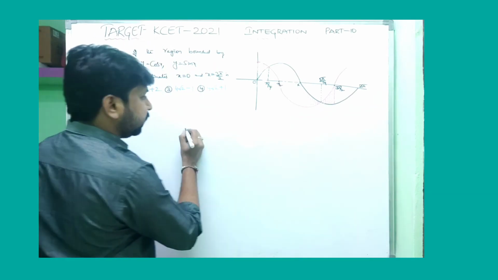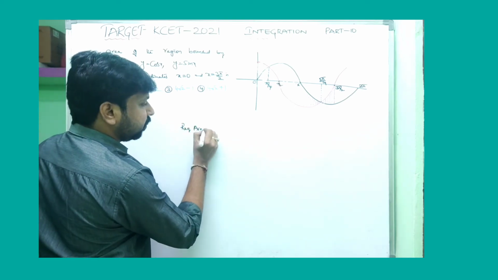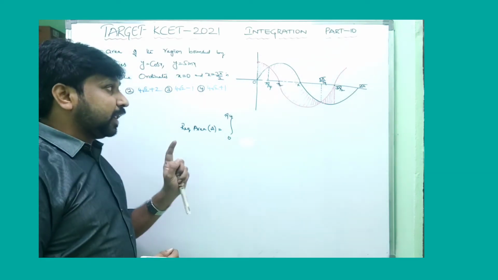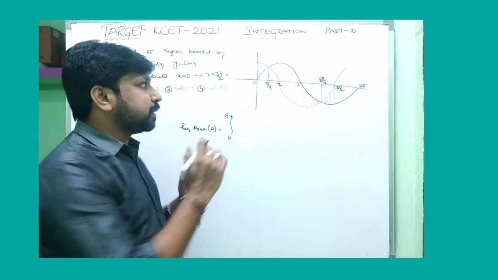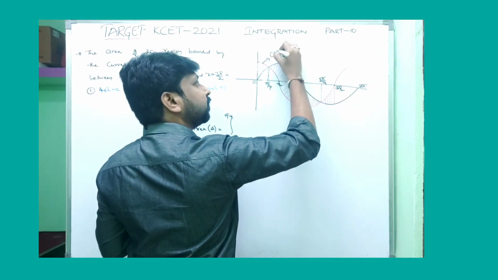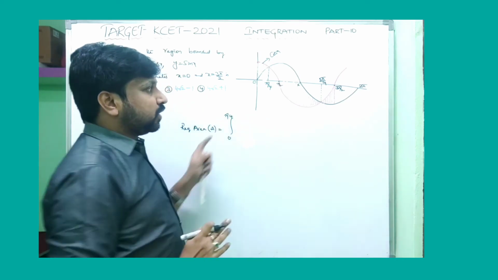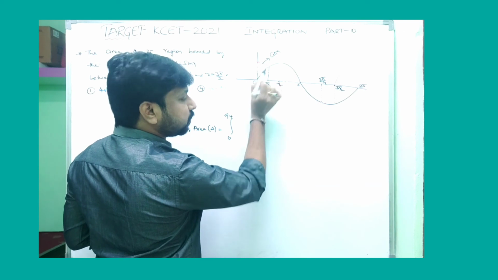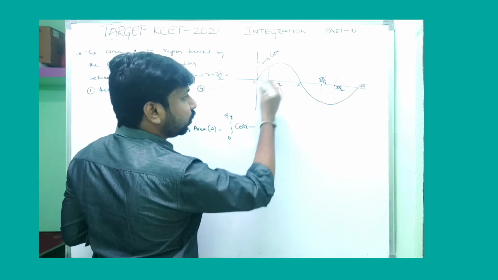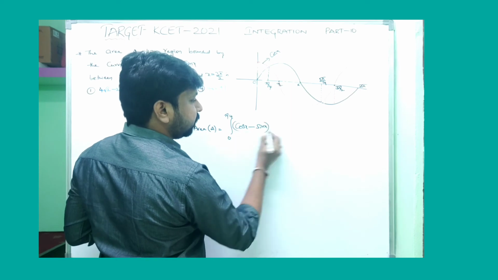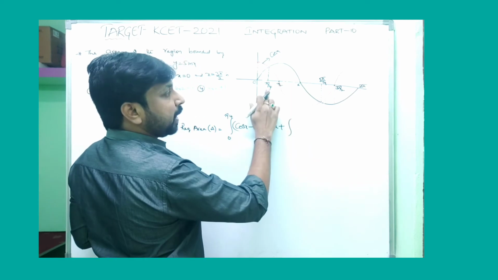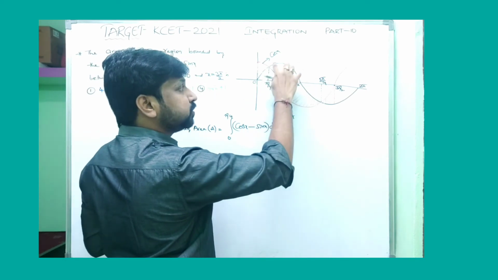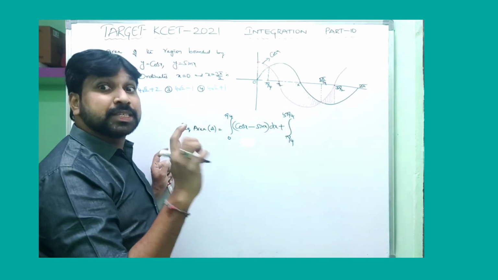So the required area A is equal to integral 0 to pi by 4. While you are writing, you need to write very clearly upper curve minus lower curve. What is the upper curve? The upper curve is the cos x curve, and the lower curve is the sin x curve. The red line indicates cos x, so the red line is the upper curve. Cos x minus the lower curve sin x dx, plus integral pi by 4 to 5 pi by 4. Whenever you are doing pi by 4 to 5 pi by 4, if you observe the upper curve now, the black color means the sin x curve.